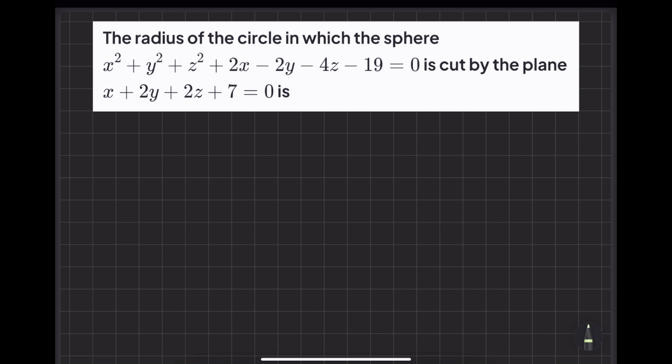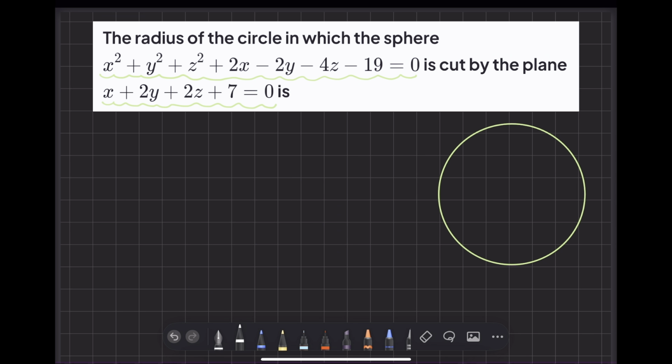So, we got a new problem which says: find the radius of the circle in which the sphere is cut by the plane. So, this is a sphere which is cut by a plane, and you have to find out the radius of the circle. Suppose this is your sphere and it is being cut by the plane. So 100% we will have a circular shape over here. We need to find out the radius of that part.